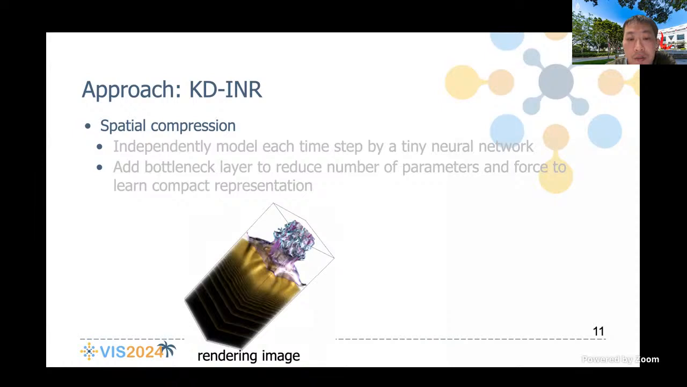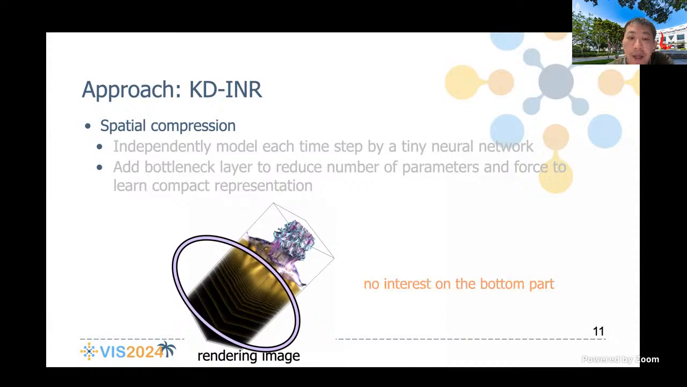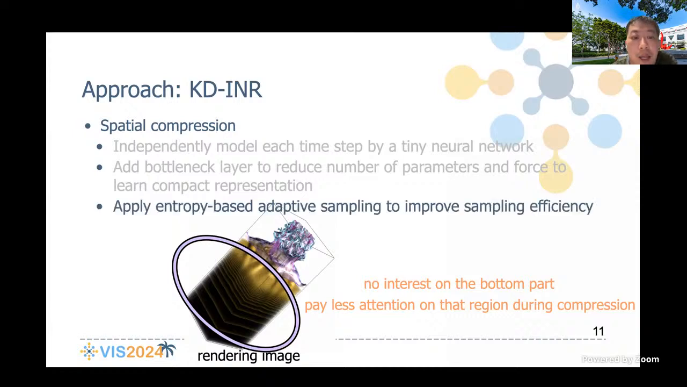So this is just a rendering image of the ionization, and here we can see that only the top part has the interesting region, while at the bottom part, there's no interesting region anymore, and the values just look very dull, which means that we can pay less attention to that region during compression. So based on this intuition, we propose entropy-based adaptive sampling to help us identify the important regions. And after that, we ask the neural network to spend more time on that region.